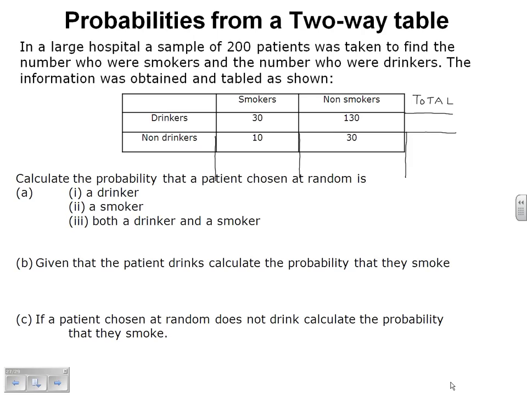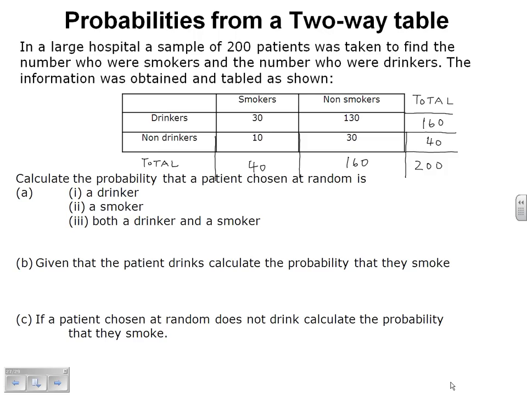The table is not complete until we add up our row totals and our column totals, giving a grand total of 200 patients, 200 in the bottom right-hand corner. The row totals first. The drinkers, 30 plus 130, giving a total of 160. The non-drinkers, 10 plus 30, a total of 40. Then onto the columns, the smokers, 30 plus 10, totaling 40, and the non-smokers, 130 added to 30, a total of 160. Both those row totals and column totals should add up to 200.